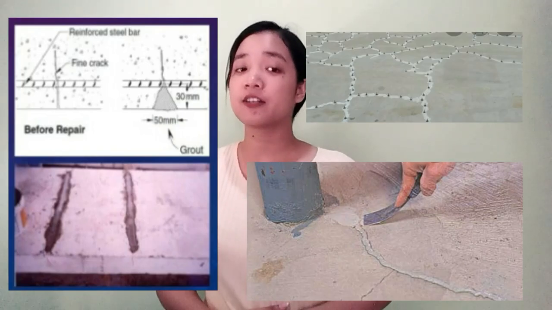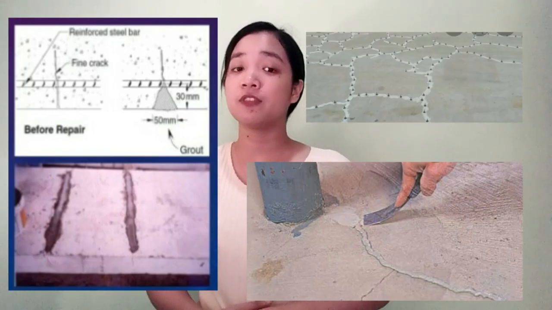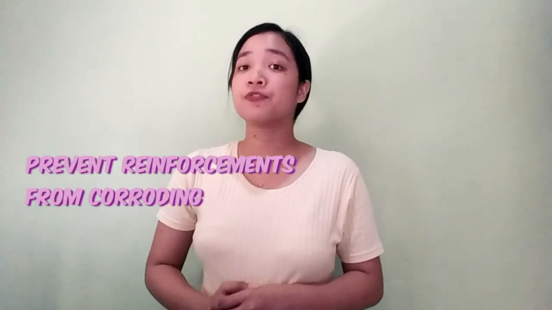Grouting. Grouting is the easiest process, which involves placing cementitious material in the cracks created from excessive loading in the concrete member. This method will prevent reinforcement from corroding.